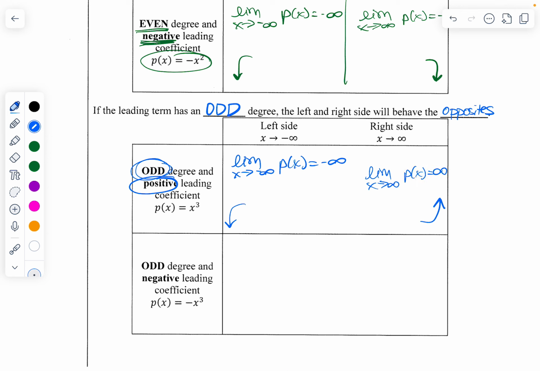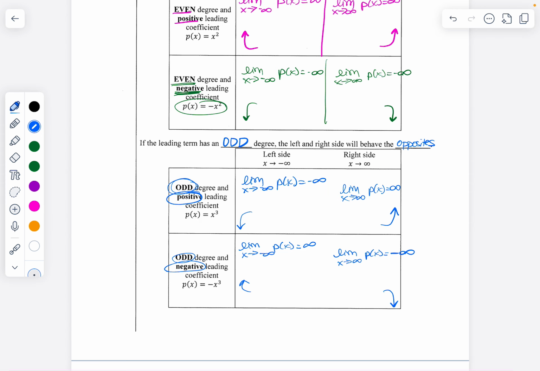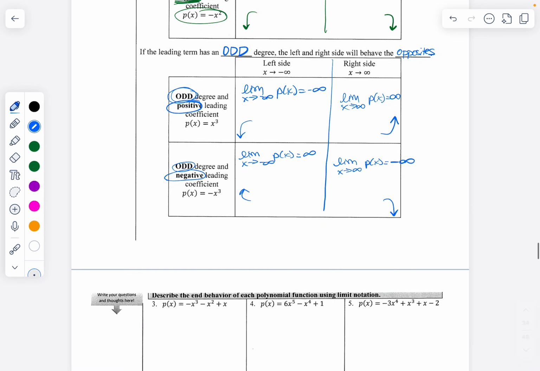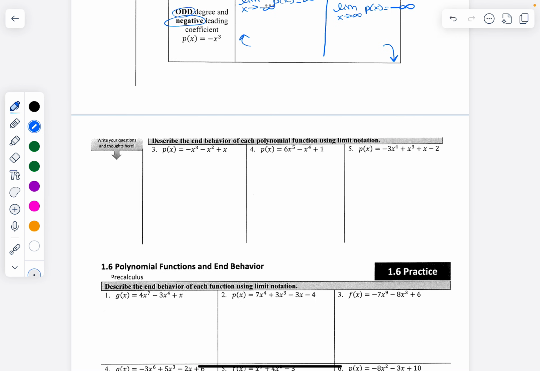If it's odd and negative, remember negative means the right side goes down, and odd means that it's opposite. We say that the limit as x approaches negative infinity to the left, P of x will go up to positive infinity. And the limit on the right side, so x approaches positive infinity, P of x is going to be going downwards to negative infinity. Okay, so it's going to be super important that you get that mathematical notation down. Let's go ahead and practice some of this, okay?